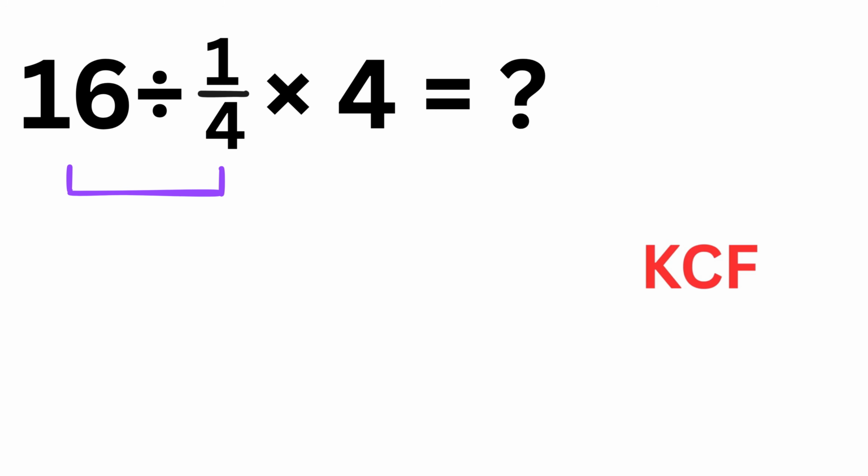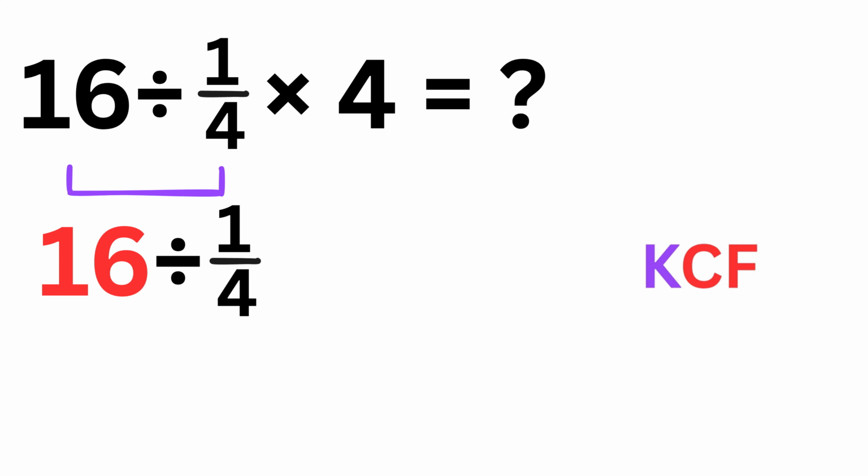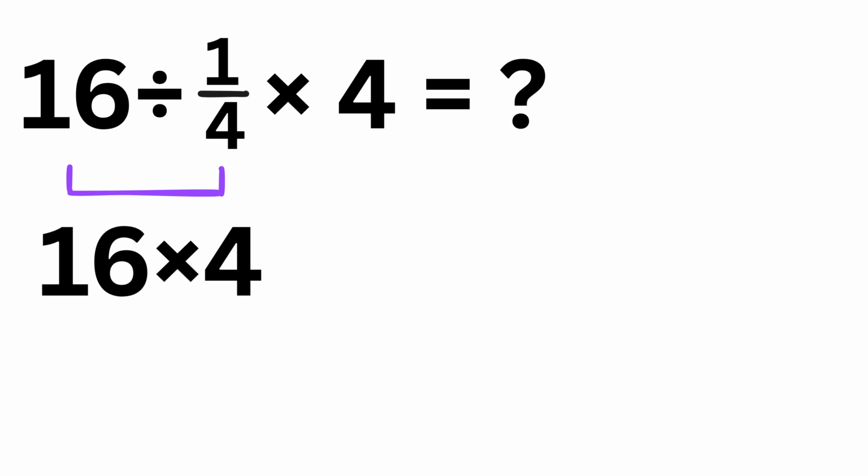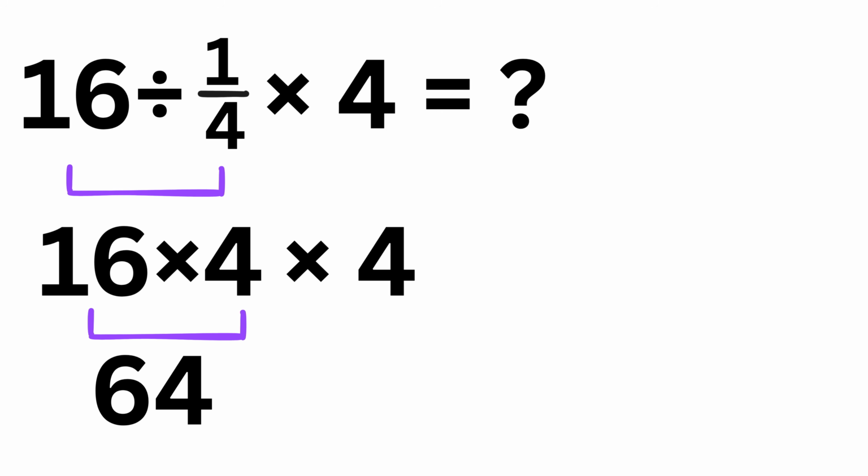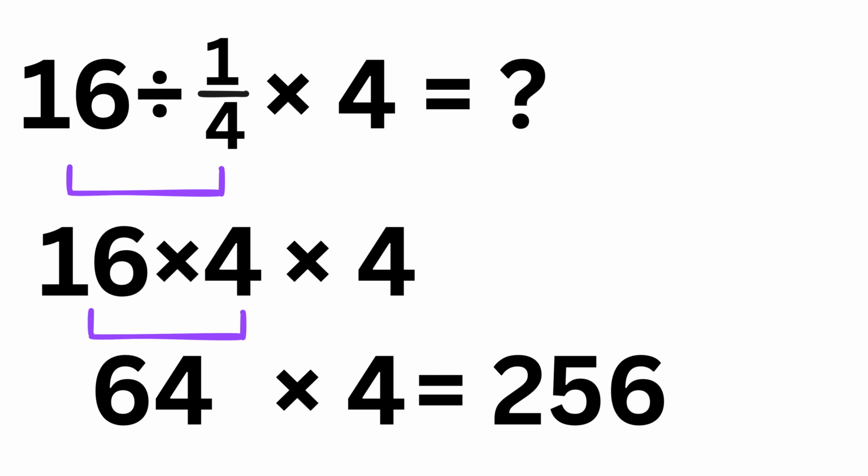Now, according to the KCF rule, K stands for keep, C stands for change, and F stands for flip. We keep the first fraction, change division to multiplication, and flip the second fraction. So now we have 16 times 4 times 4. First, 16 times 4 gives us 64, and then 64 times 4 gives us 256.